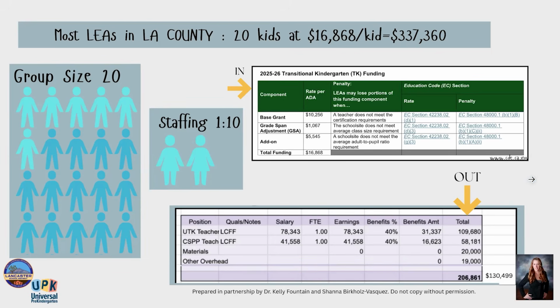So if your district has 20 kids in the class and a 1-to-10 ratio, they bring in about $337,000 per classroom if you're LA County. The apportionment might look a little different for different counties. And your cost out is $206,000 for those two adults. You're still netting $130,000. So that's over and above the materials that you paid for, over and above the benefits for the staff. There's still money in the TK system to support children. That money could be used for reducing the ratio further.